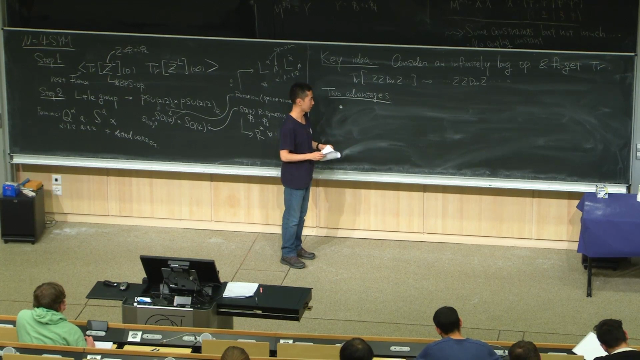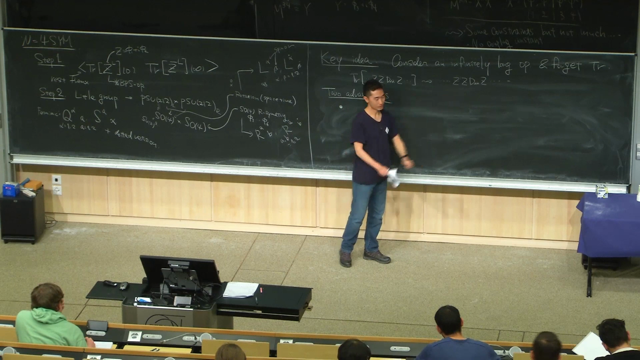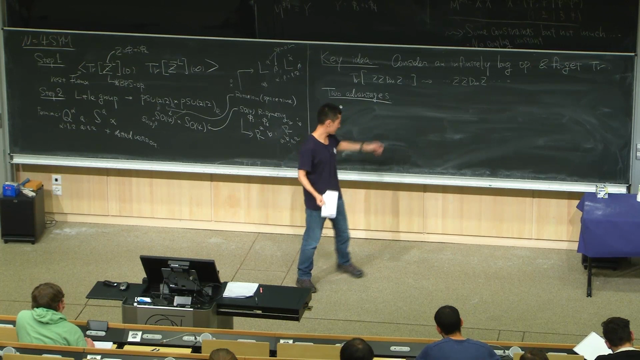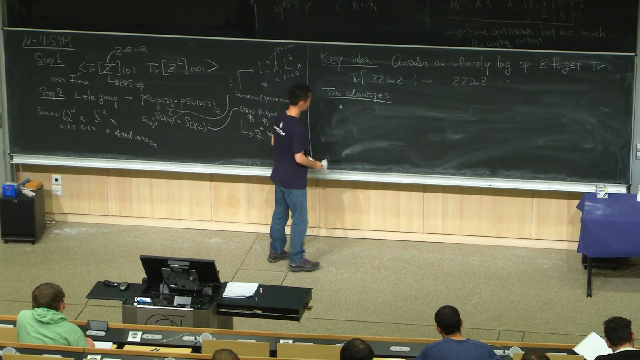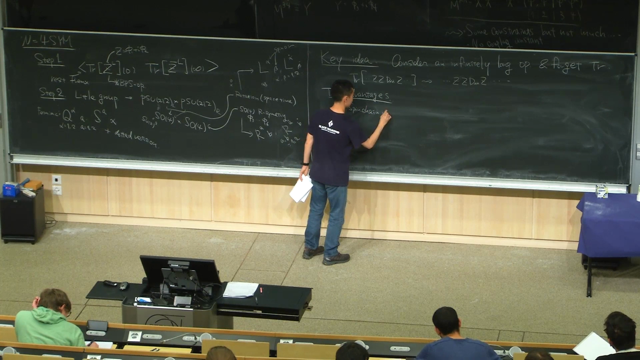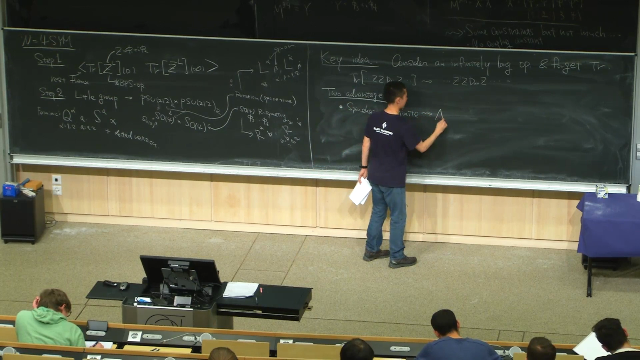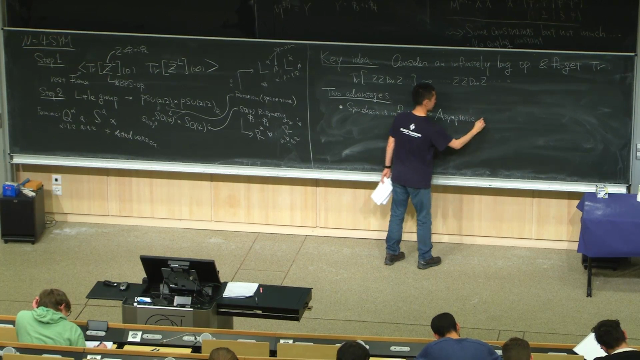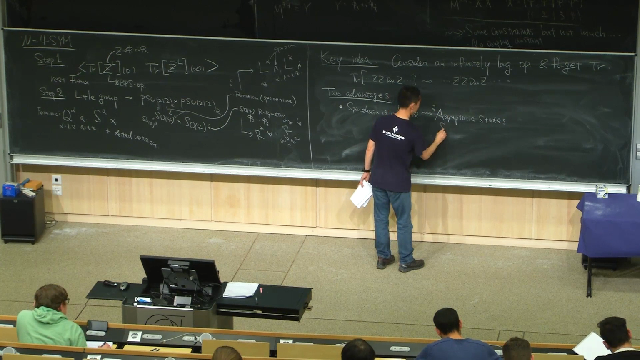Now, I'm considering the infinitely long spin chain and forgetting about the trace. So it basically corresponds to a spin chain which is infinitely long, and you can basically forget about the periodic boundary condition. And so now the spin chain is infinite, which means you can define asymptotic states on the spin chain. And also, there is a well-defined notion of the S matrix on the spin chain.